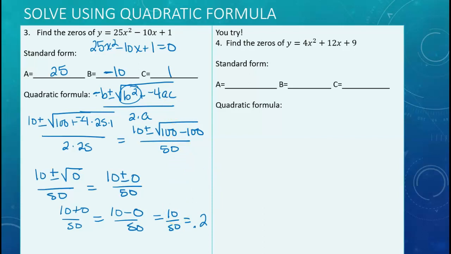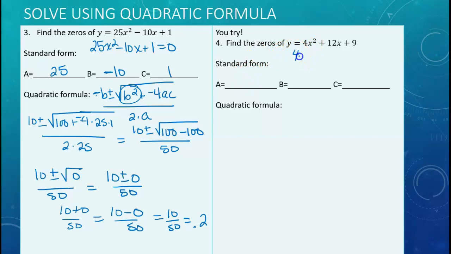I only have one answer because what that means is my curve crosses my x-axis at one spot only, at the vertex. There is no other spot. There are not two spots where the curve crosses the x-axis. You pause the video and try this one on your own now.